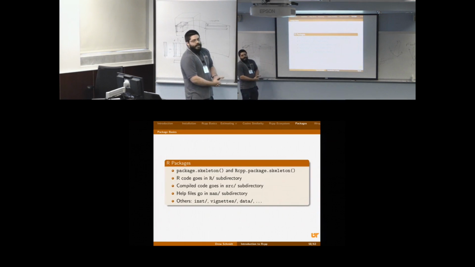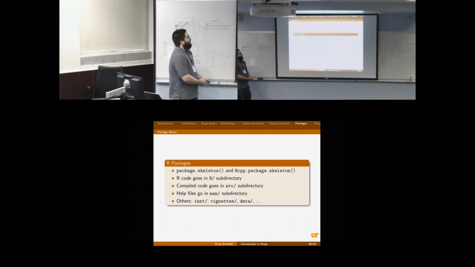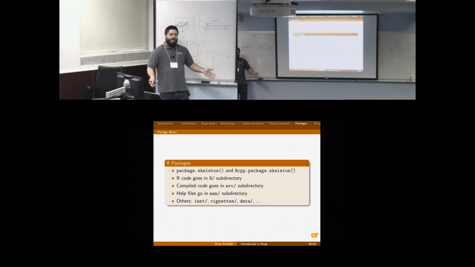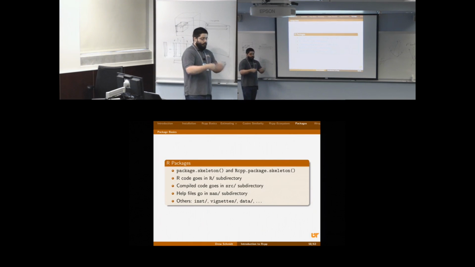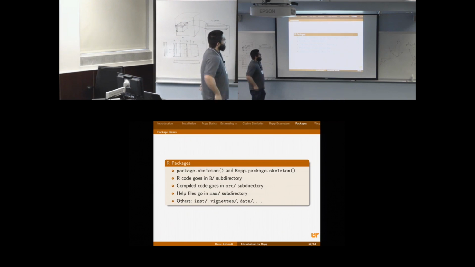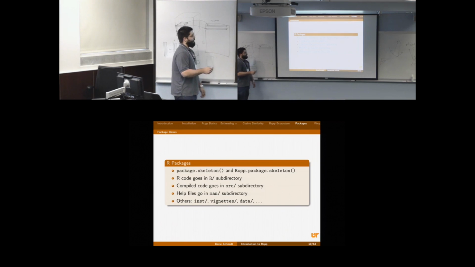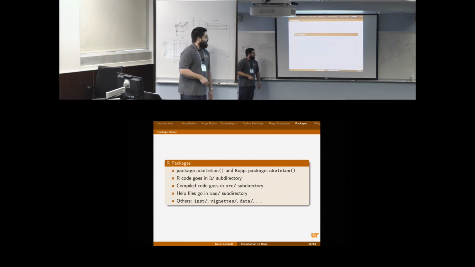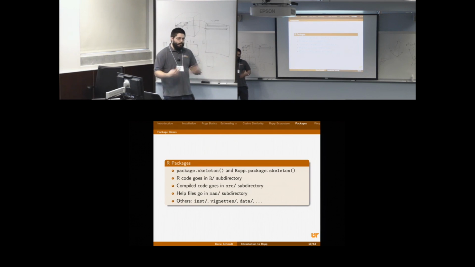So some tools to help you create a package. R has package.skeleton. If you've never created a package before, maybe just run that. You just pass it a name, and it will create a directory with a skeleton of a package, and you can look at what it expects of you. Rcpp has its own that has just a few more things added to it. R code goes in an R subdirectory. Compiled code goes in src. Help goes in man for manual. Other directories, maybe you have an installation thing, something that should do something on install to the root of the install. There's a vignettes directory, a data directory, and they all have special rules.